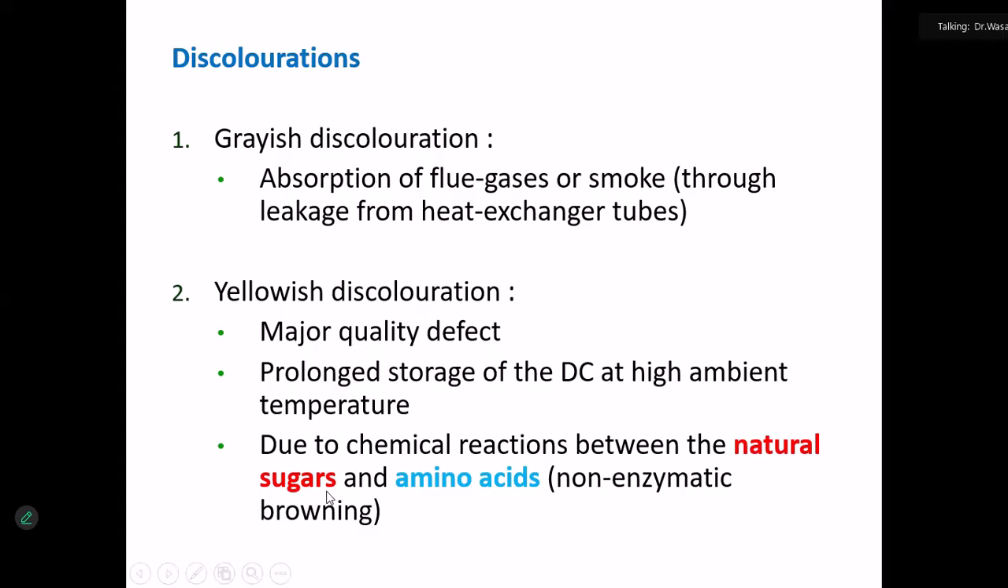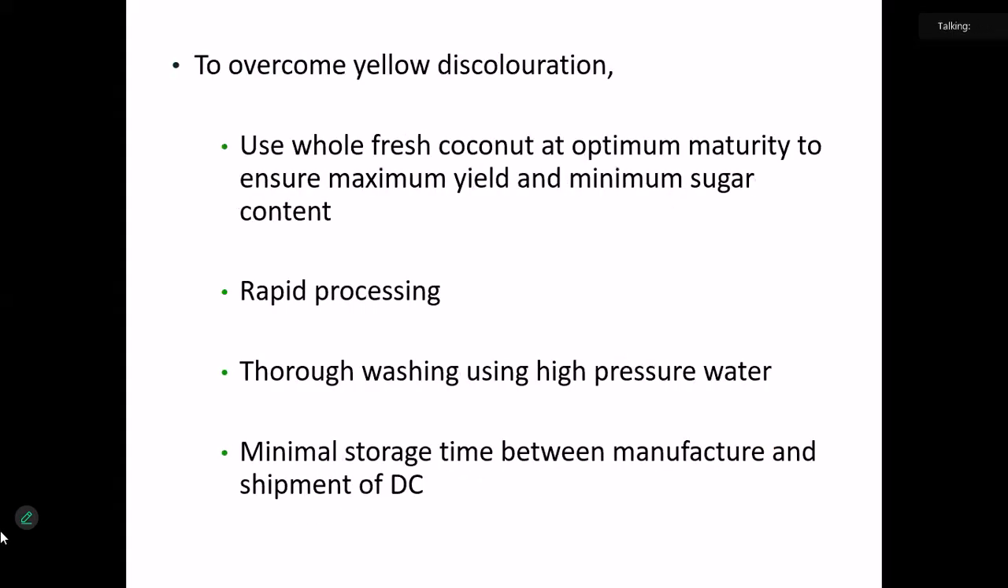Normally, can you remember? Young coconut, kurumba, more tasty. Sweet. Why? More sugar. With the maturity of coconut, it is not sweet. Why? Sugar content comes down. That is why in DC, sugar content should be low. That is why you have to take mature coconut. Otherwise, high sugar. That is why optimum maturity to ensure maximum yield and minimum sugar content.